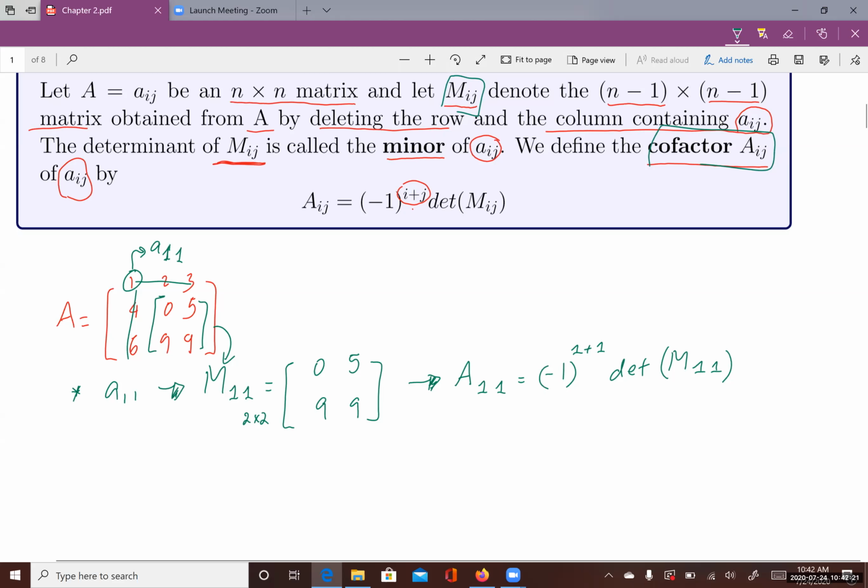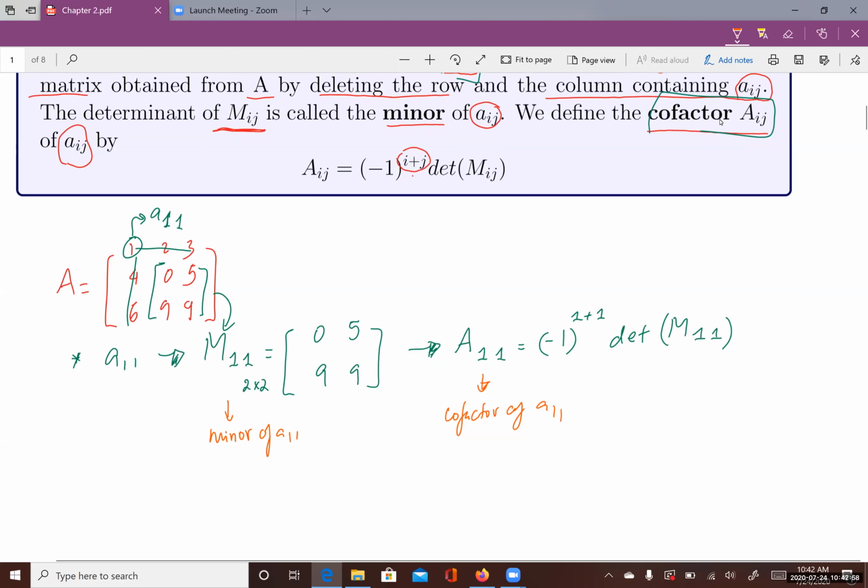So if you pick any entry of A, you can find the minor, which for a11 is big M11, and you can find the cofactor of little a11. Again, the minor is a matrix, and the cofactor is going to be a real number. The sign factor is either 1 or -1, and the cofactor is a real number.